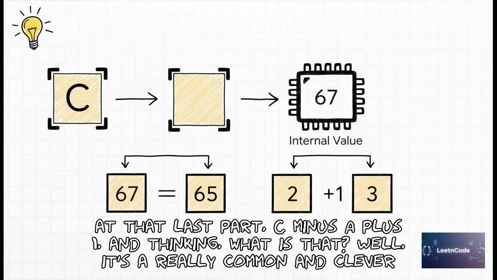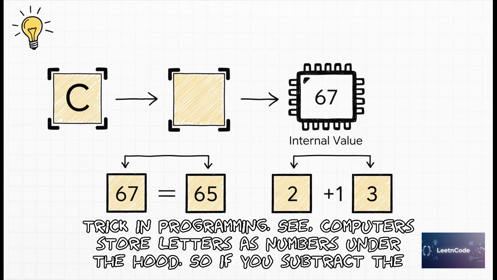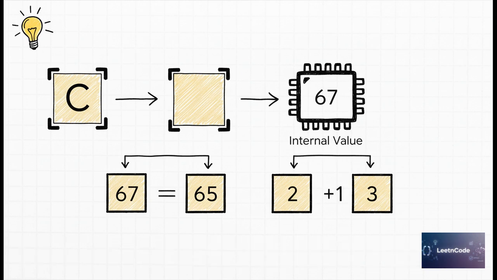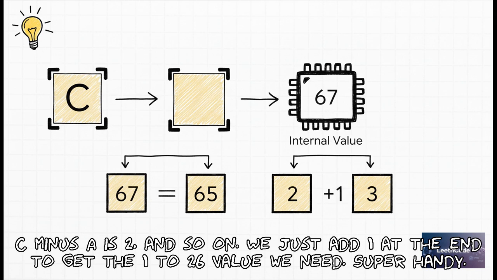Now, you might be looking at that last part, c minus A plus 1, and thinking, what is that? Well, it's a really common and clever trick in programming. See, computers store letters as numbers under the hood. So if you subtract the character A from any other capital letter, you get its distance from A. A minus A is 0, B minus A is 1, C minus A is 2, and so on. We just add 1 at the end to get the 1 to 26 value we need.